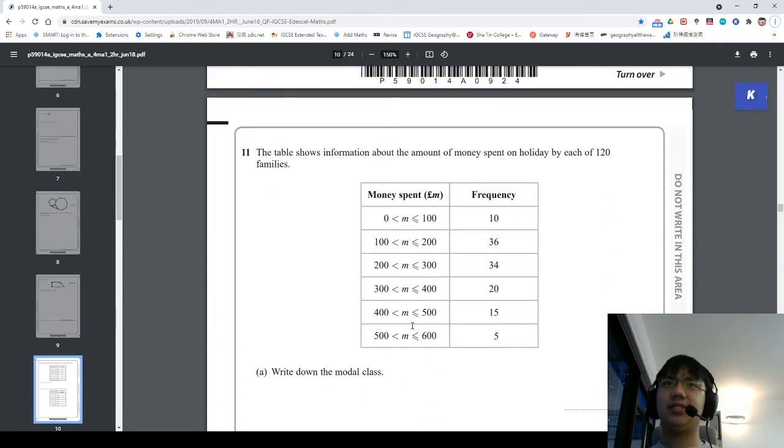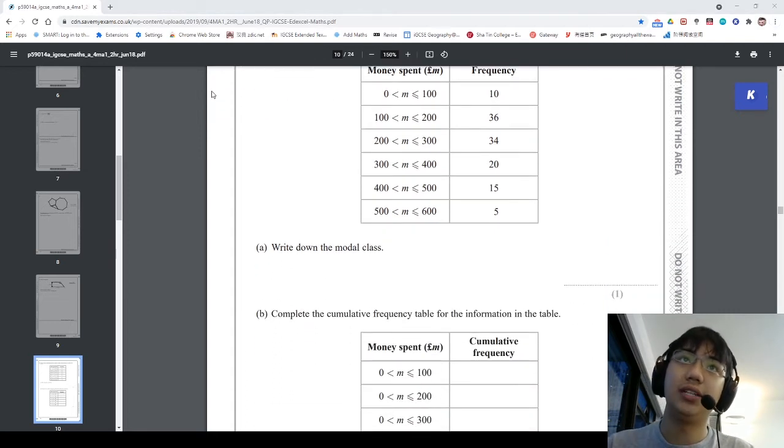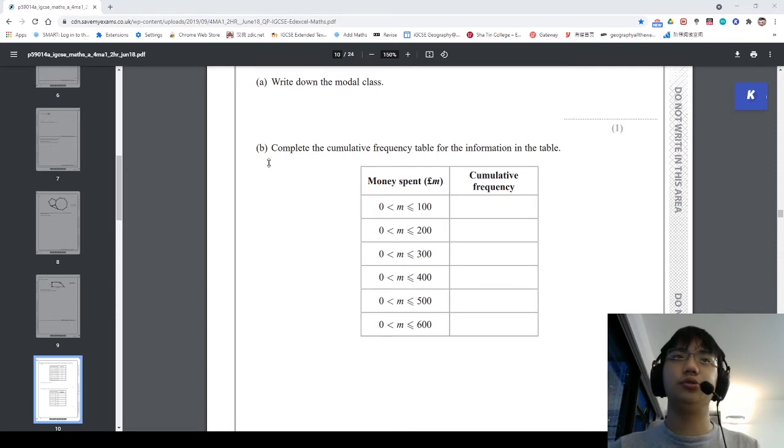Question 11 gives us a table that shows the information about the amount of money spent on holiday by each of 120 families. Question A asks us to write down the modal class. Question B wants us to complete the cumulative frequency table for the information in the above table. So you have a table for cumulative frequency.